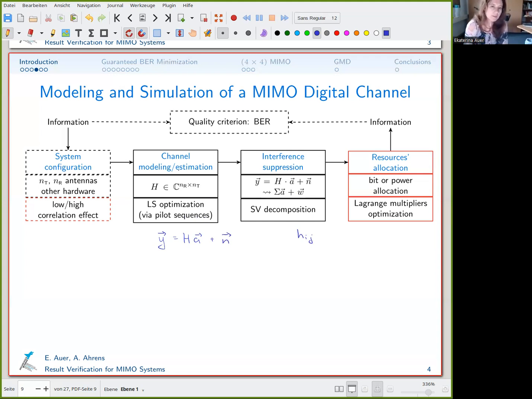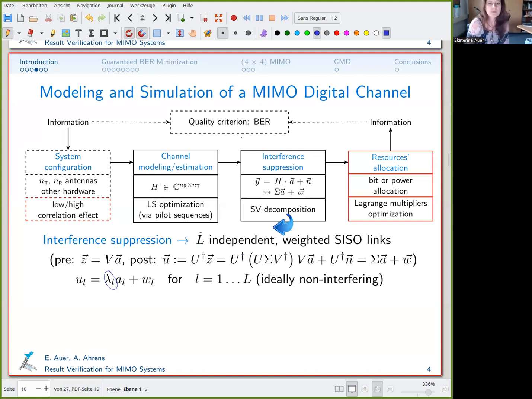After we've estimated this channel matrix, the next stage is the so-called interference suppression. If we consider this model, this is the transmitted signal, this is the received signal, and here are the fading coefficients. We see that, depending on the matrix H, we might have interference in the signals. This is the noise. The purpose of this stage in the process is to suppress this interference, and for example, this can be done using the so-called singular value decomposition.